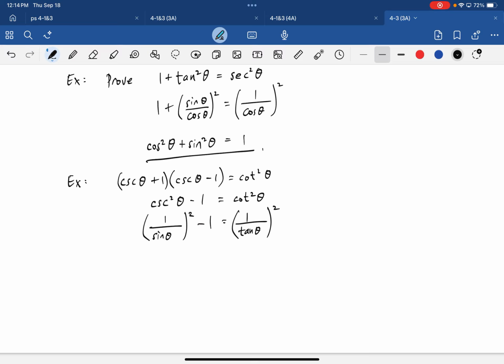Okay, the step that I wanted you guys to say is replace tangent theta with sine over cosine. Pretty much any time you have these identities and you see tangent theta, that's always the first step. Replace tangent with sine theta over cosine theta. And so what is 1 over sine theta over cosine theta? That's cosine theta over sine theta. And so we get this.